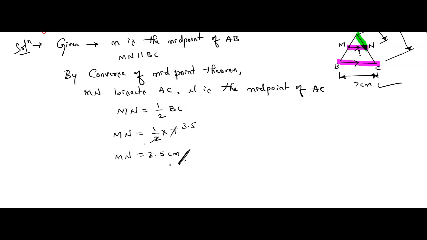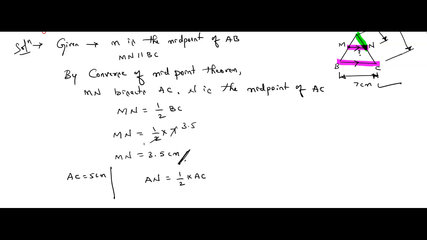Now what we need to find? AN, understood. How can you find AN? We have found MN, right? Now how to find AN? See children, for that I will tell you. We know that AC is equal to 5 centimeters. How much is AC? 5 centimeters. So we can write here AN is equal to half of AC.